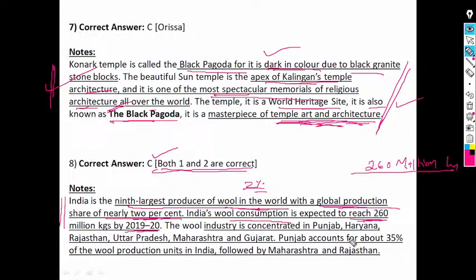The wool industry is concentrated in Punjab, Haryana, Rajasthan, Uttar Pradesh, Maharashtra, and Gujarat. Punjab accounts for about 35% of the wool production in India, followed by Maharashtra and Rajasthan.